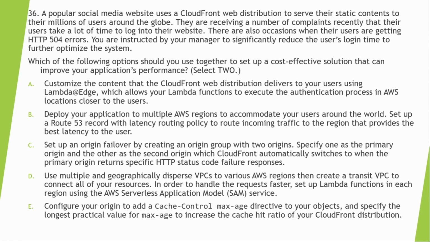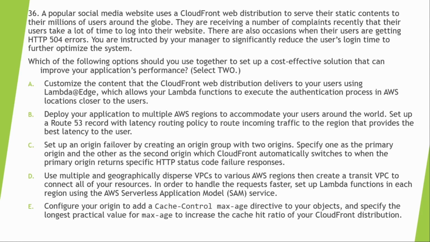Okay, so the correct answer to this question will be Lambda@Edge, because it will allow you to customize the content according to the AWS locations closer to the users. And then the second thing is setting up an origin failover by creating an origin group, so that if the primary origin is not working, you can go to the secondary origin. Okay, and that's how you will avoid the HTTP status code failure error. So A and C are the correct answers, but why are B, D, and E not correct? Let's go and see that.